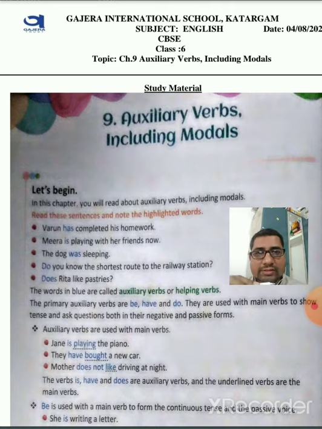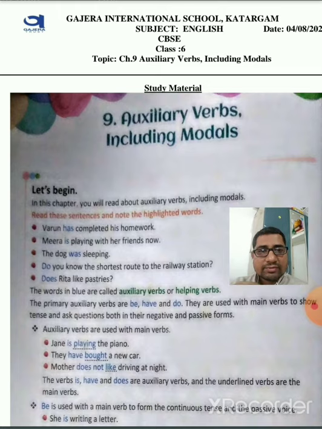Varun has come from work. Mira is playing with her friends now. The dog was sleeping. Does Rita like pastries? The words in blue are called auxiliary verbs or helping verbs.